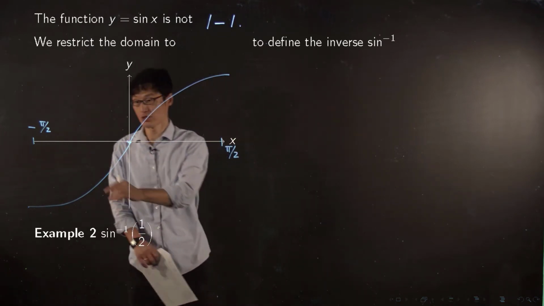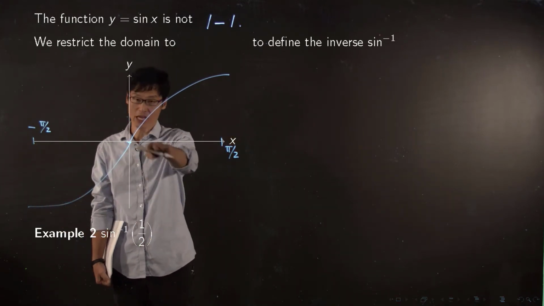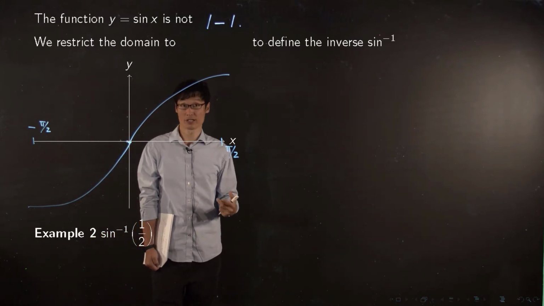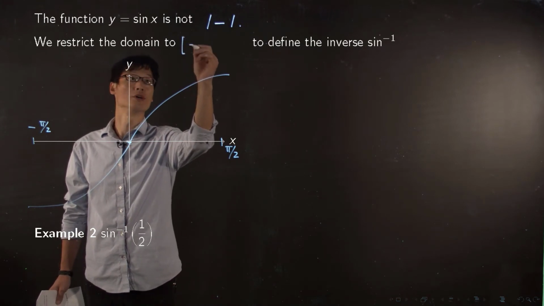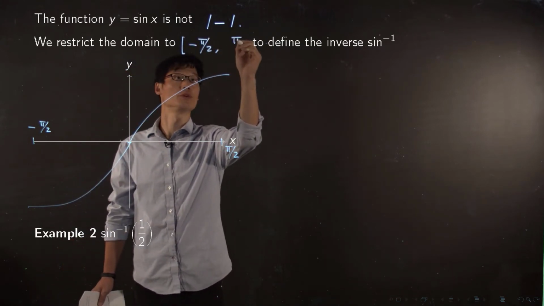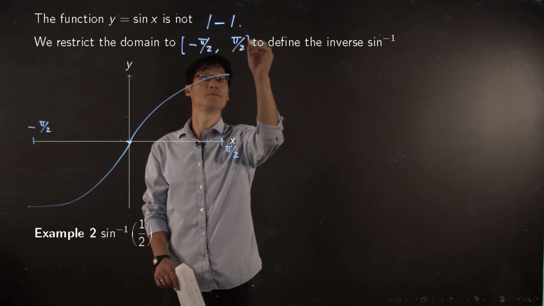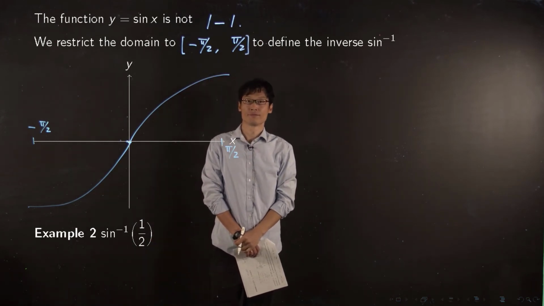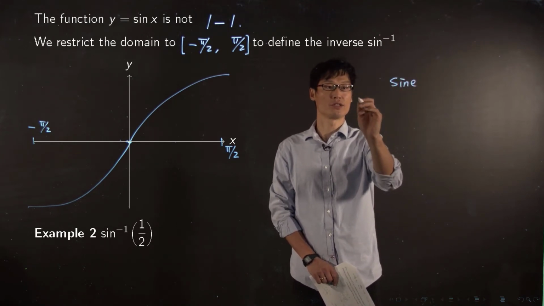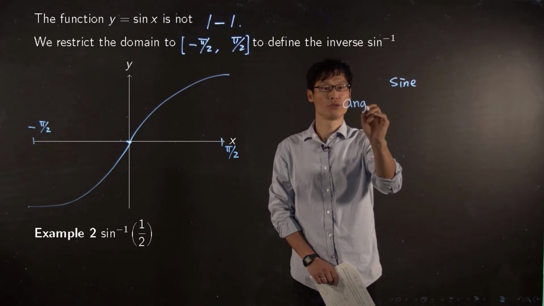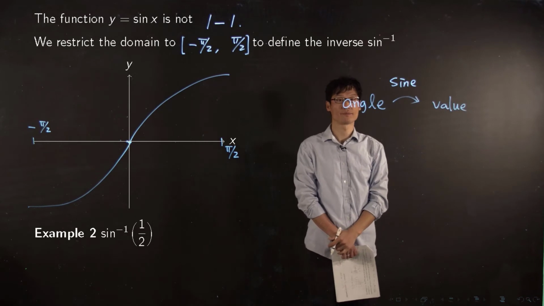So then, as you see, this is a portion of the sine curve on this restricted domain. And as you see, this passes the horizontal line test. So we have a one-to-one function. We restrict our domain to from negative pi over 2 to pi over 2. So here is a quick diagram. What the sine curve does is to assign some value to an angle.